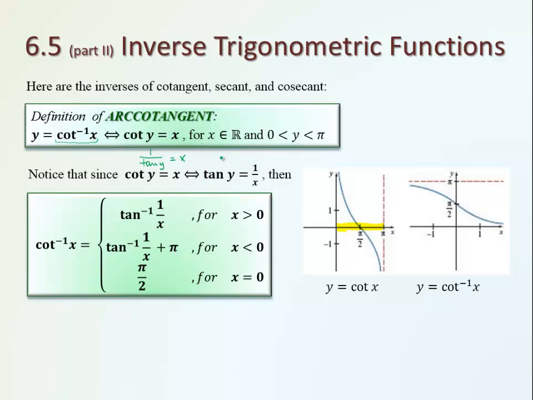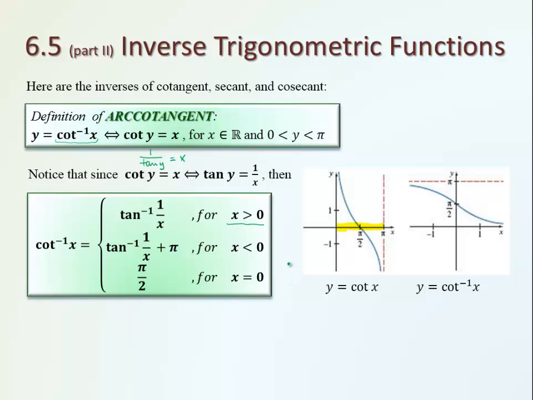If we use this conversion, then we can define the inverse cotangent function through the inverse tangent function in the following way. Inverse cotangent of x is the same as inverse tangent of 1 over x. But, well, we have to be careful about the domain. This formula works only for x positive.